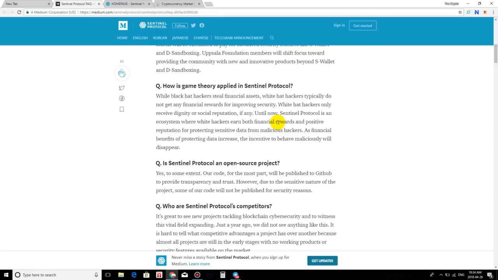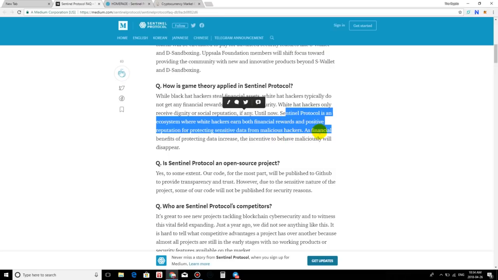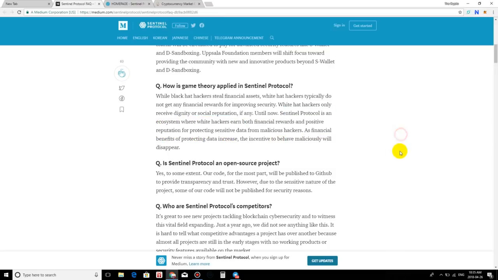Until now, Sentinel Protocol is an ecosystem where white hackers earn both financial rewards and positive reputation for protecting sensitive data from malicious hackers. As the financial benefits of protecting data increase, the incentive to behave maliciously will disappear. So guys, think of this now. The reason why hacking is so widespread is because they can easily get away with it. Once they hack, say, Ian Balina, who had $2 million worth of crypto hacked, we would be able to track them once we have the trusted nodes. Once we have that integrated into our wallets, we would be able to trace where those coins are going.